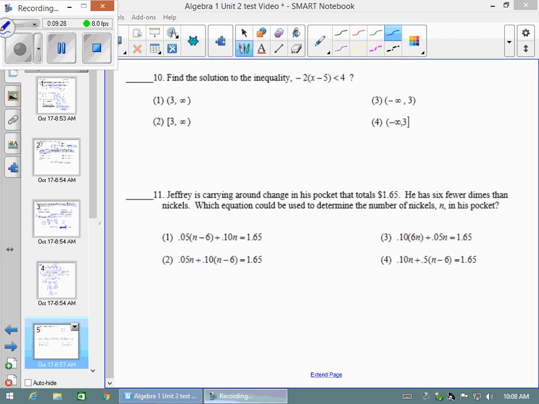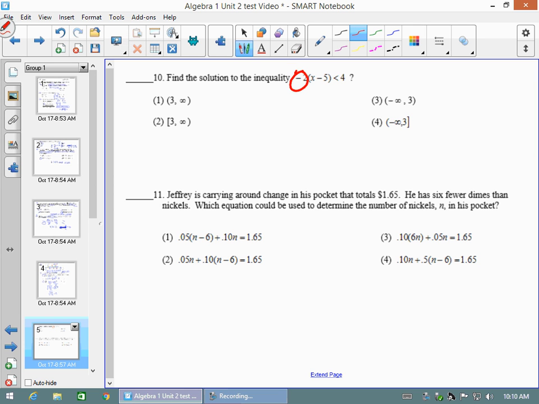Okay, so for number 10, they want us to find the solution to the inequality. Since we have this negative 2 out here, the first step that we want to do is take this negative 2 and distribute it to both terms in there. So we're going to have a negative 2x, and a negative 2 times a negative 5 is going to give me a positive 10. And we're going to keep our symbol, that's going to be less than 4. Then what we want to do is subtract 10 on both sides. So we're left with our negative 2x, and 4 minus 10 is going to give us negative 6.